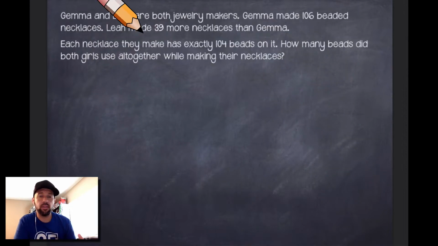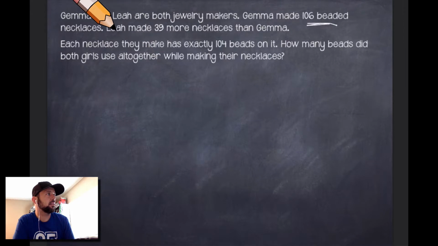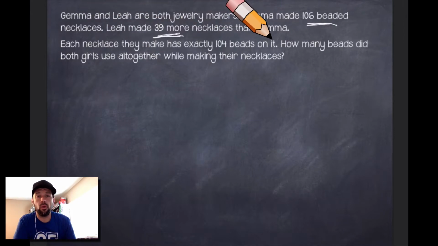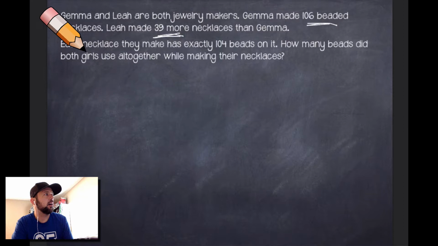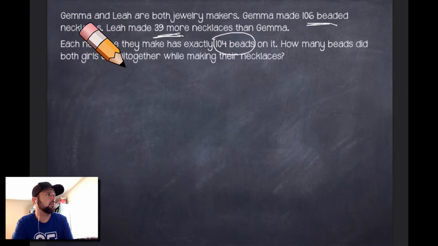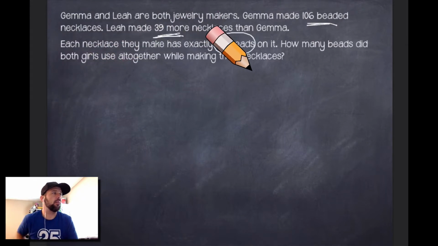All right, so here we have Gemma and Leah, right? And they're both jewelry makers. They make beaded necklaces, it looks like. Gemma made 106 beaded necklaces, and Leah made 39 more necklaces than Gemma. So we don't know how much Leah made, but we know that she made 39 more. So right there telling me we're going to have to do some problem solving. Each necklace they make has exactly 104 beads on it. All right, how many beads did both girls use all together while they're making their necklaces?